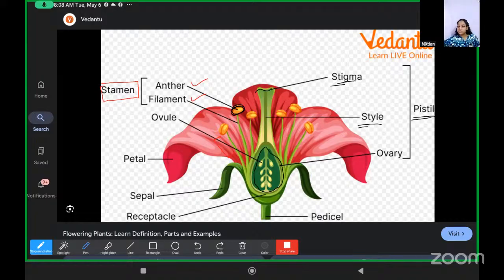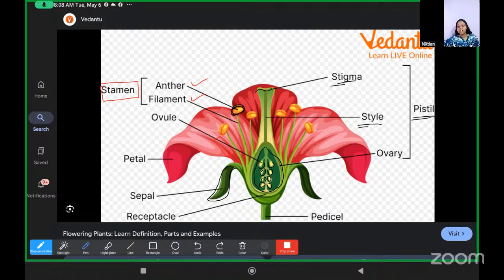Now this ovary has ovules, small structures known as ovules, inside the ovary. The outer leaf-like thing that gives protection to the flower is known as sepal, and these colorful parts of the flower are known as petals.